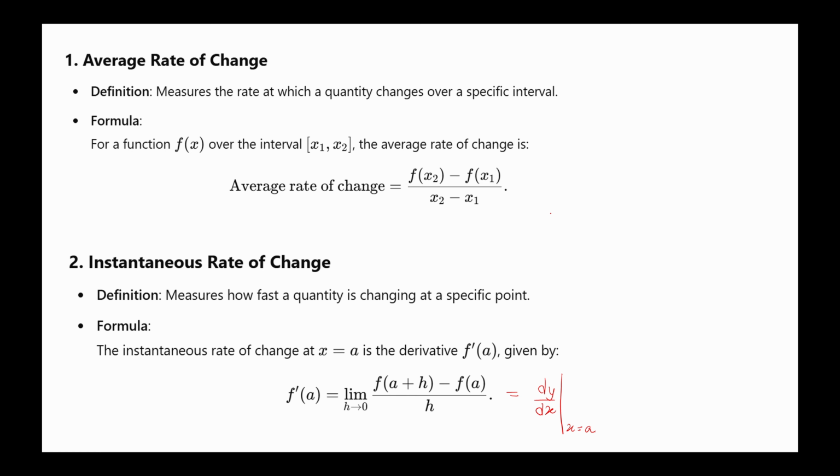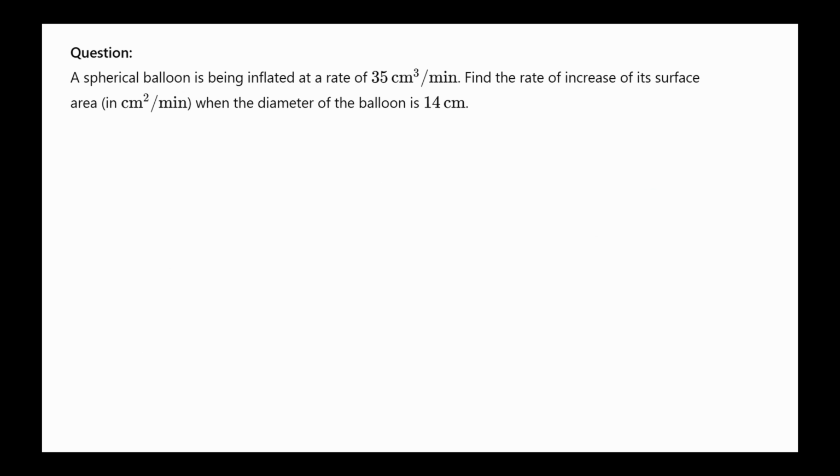Just to show you the relation between average rate of change and instantaneous rate of change, we can say limit delta x tending to 0, delta y by delta x, is going to give us our dy by dx. Keep this in mind. Our dy by dx is a very small number, so keep this point as well. Now let us look at a question.